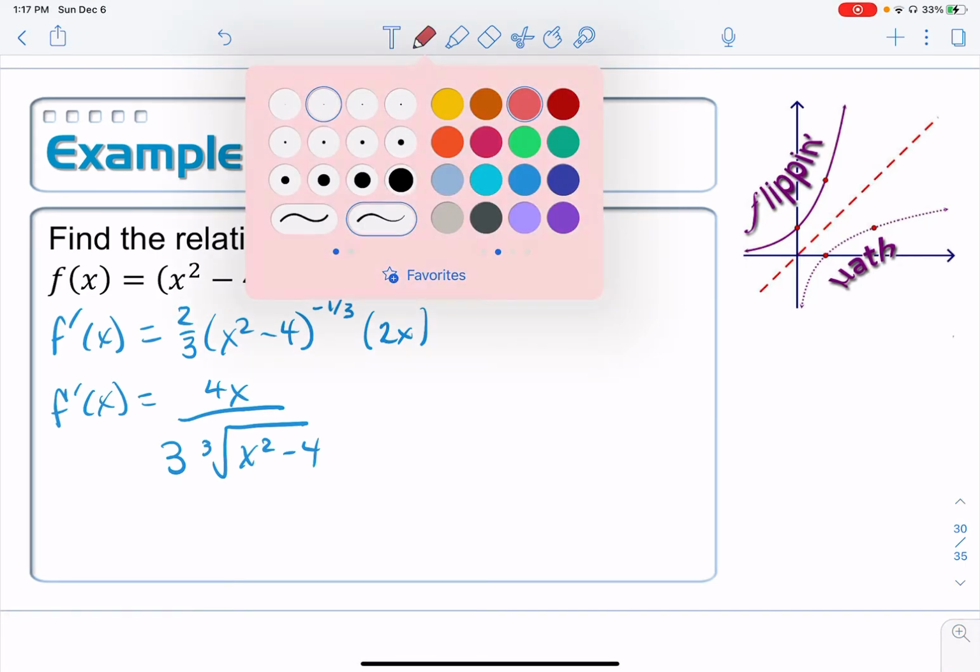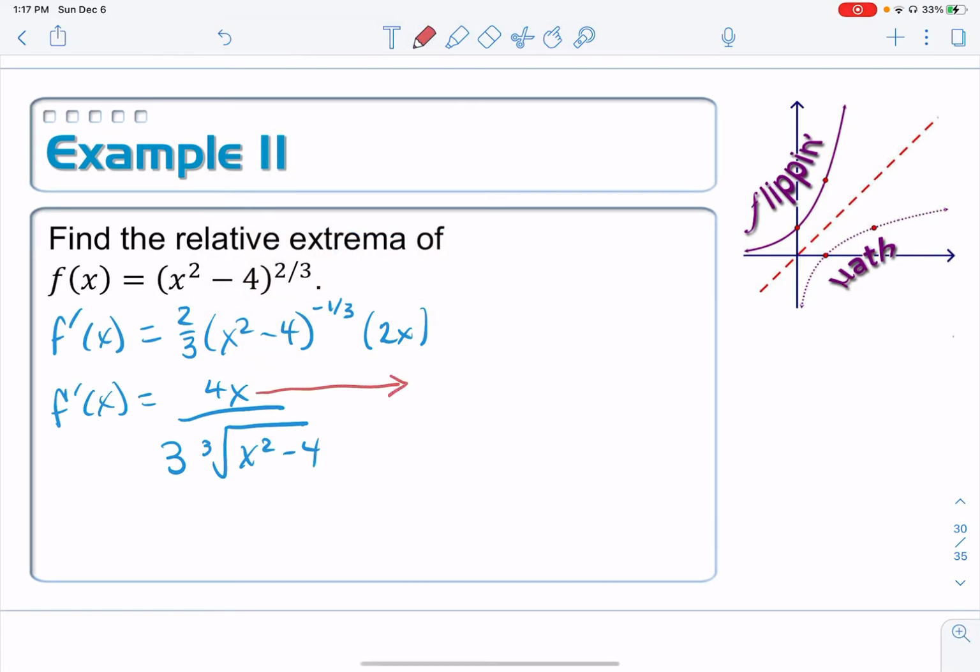All right, critical numbers, easy. Where's the top equal to 0? Where's the bottom equal to 0? Top is equal to 0 at x is equal to 0. The bottom is equal to 0 at, let's see, x squared minus 4 is equal to 0, so that's plus or minus 2. X is equal to plus or minus 2.